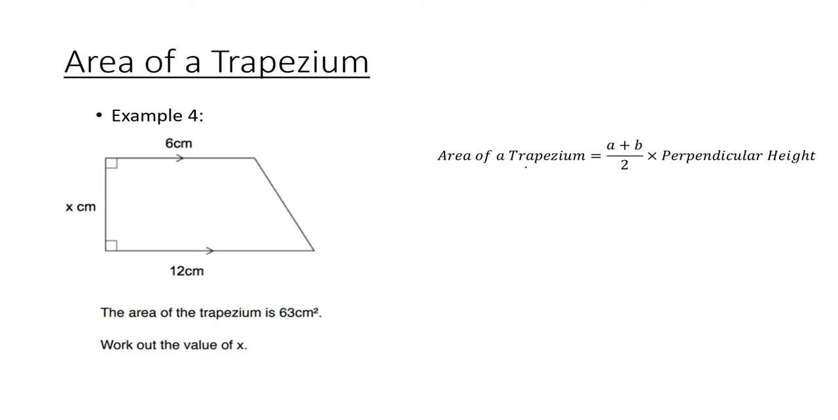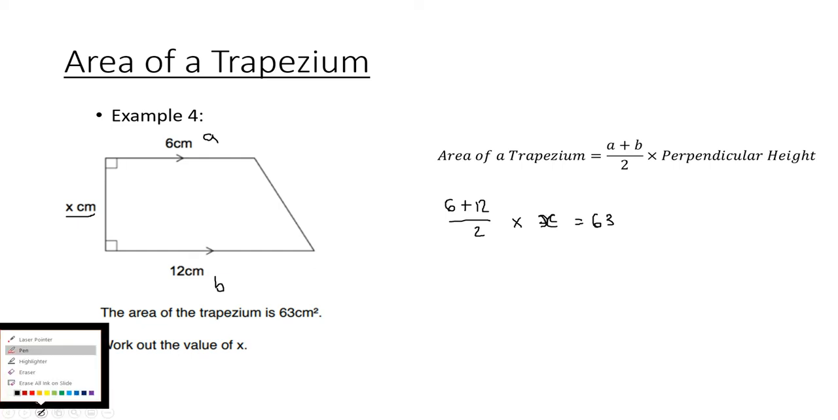Next example. This time it says the area of the trapezium is 63 centimeters squared. Work out the value of x. They've actually given you your A and B, so your pair of parallel lines values, but they haven't given you your perpendicular height. So if we write in our formula, we've got 6 plus 12 divided by 2, multiplied by your value of x, your perpendicular height, which you don't know, is equal to 63. We're told the area is 63. So now I have to work backwards.